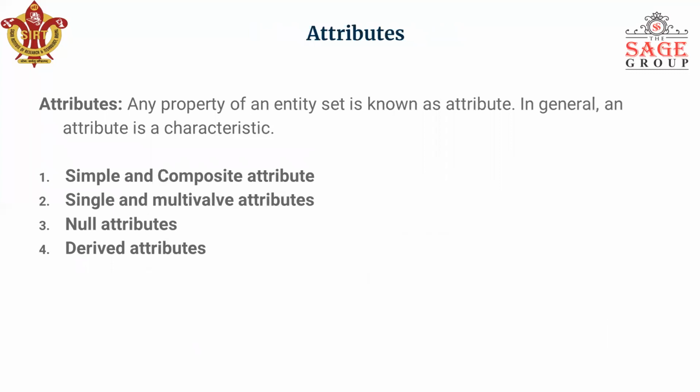Now the next topic is an attribute. What is an attribute? Basically, any property of an entity set is known as an attribute. Whatever the property of an entity is known as an attribute. In general, an attribute is considered a characteristic. There are 4 different types of attribute: simple and composite attribute, single and multi-valued attribute, null attribute, and derived attribute. So we will discuss one by one.